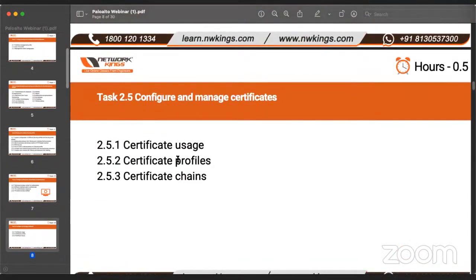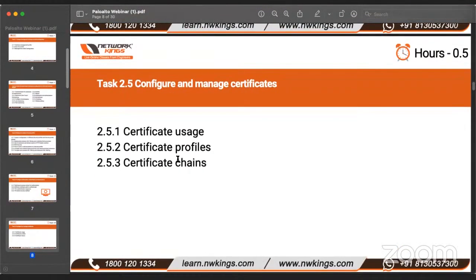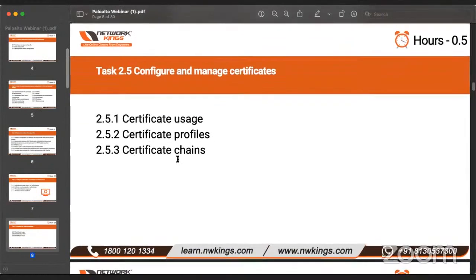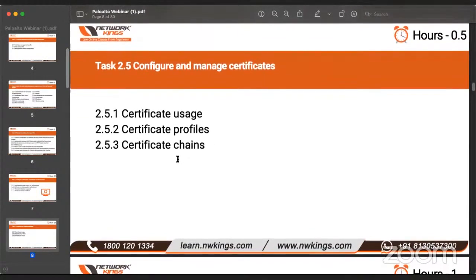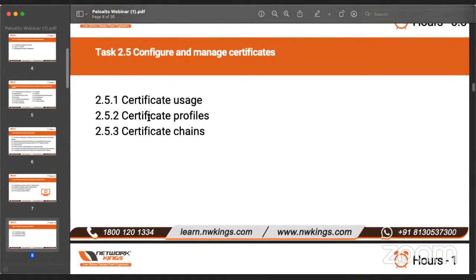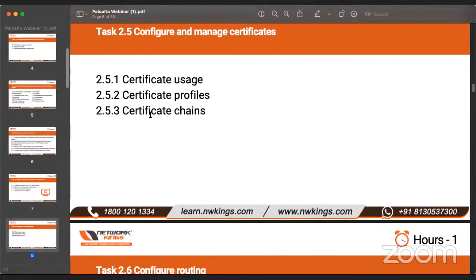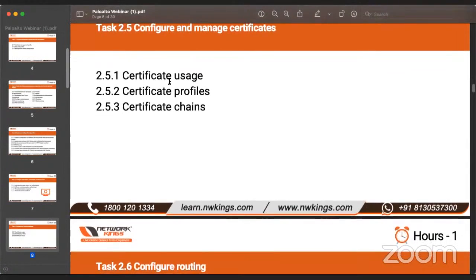Then this is, I mean, a little bit fundamental, right? Some people might not be so familiar with certificates, so we'll have to do the basics of what is a certificate, what is a root CA, what is an intermediate, a leaf certificate, right? And then we'll talk about where certificates will be used in Palo Alto, for example, in GlobalProtect, or decryption purposes. How do you create a certificate profile, right?